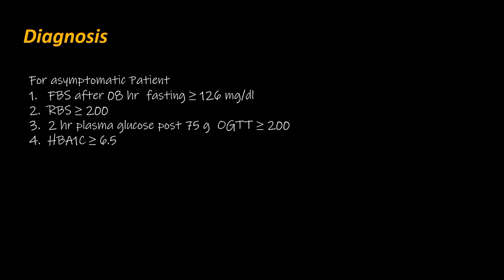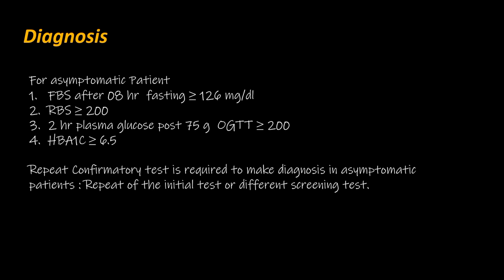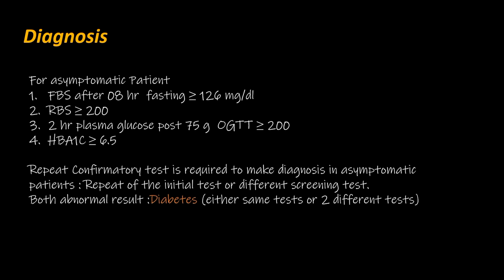Another test is HbA1c. If the HbA1c is 6.5 or above, then the patient is suspected to have diabetes. A repeat confirmatory test is required to make the diagnosis in an asymptomatic patient: a repeat of the initial test or a different screening test. Suppose the fasting blood sugar is 126, then you could repeat the fasting blood sugar to confirm diabetes. Or if the fasting blood sugar is 126 and you check the HbA1c, and it is 6.5 or above, then the diagnosis of diabetes is confirmed.